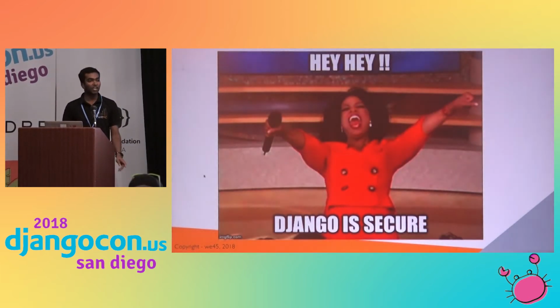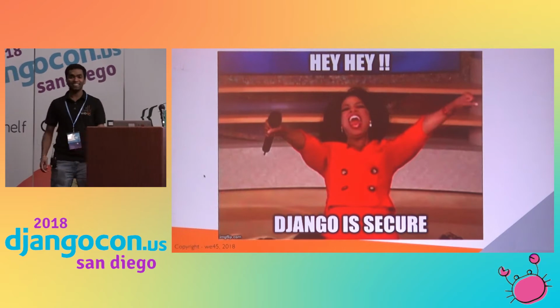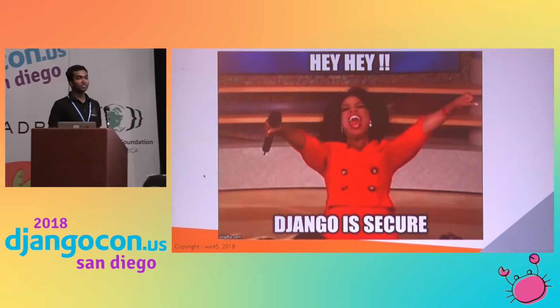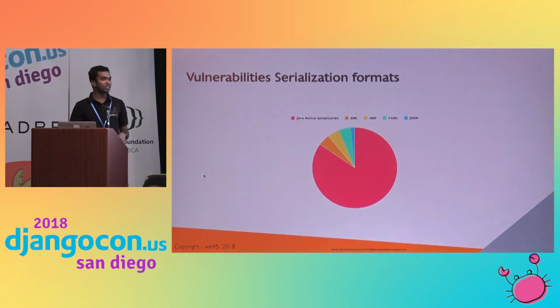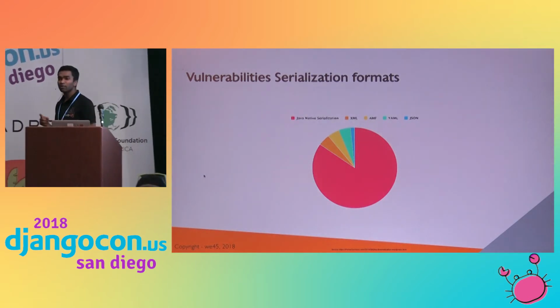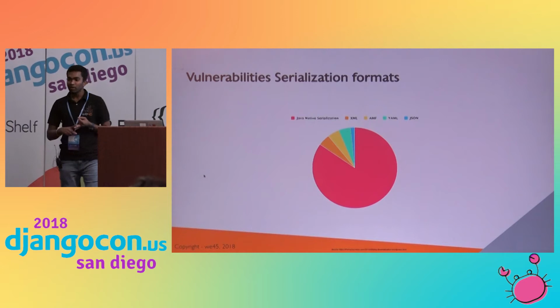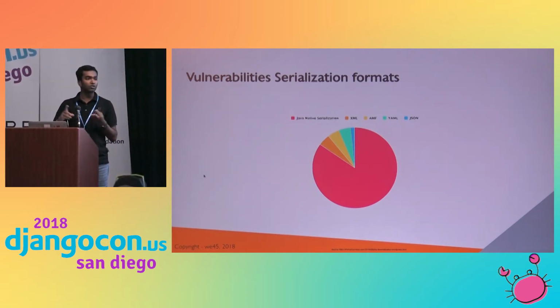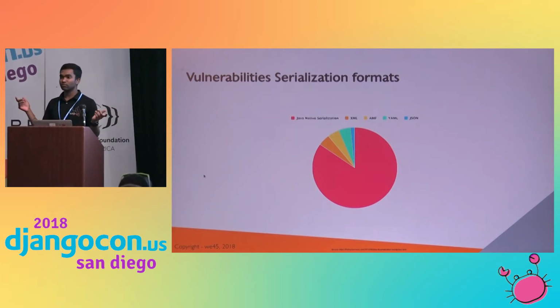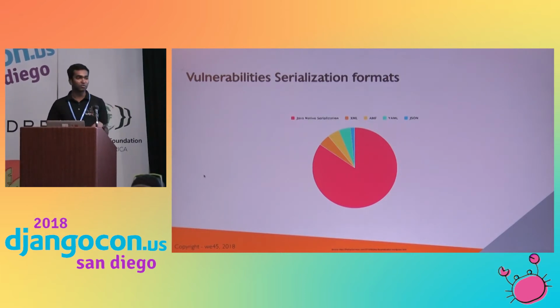Yeah, I know. Django is secure, right? As I mentioned, yes, of course, Django is secure. But what about this? We use some serialization, right? XML we use, YAML we use, and JSON we use, right? How many of you have used PyYAML? Okay, it's good, not bad.